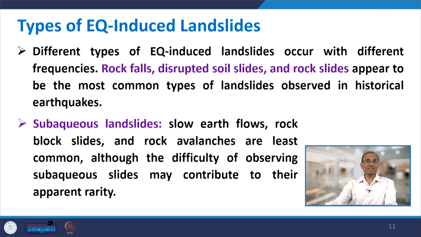Different types of earthquake-induced landslides occur with different frequencies. Rock falls, disrupted soil slides and rock slides appear to be the most common types of landslides observed in historical earthquakes. So, it has been observed that in the past most of the landslides were in the category of disrupted slides or rock falls.